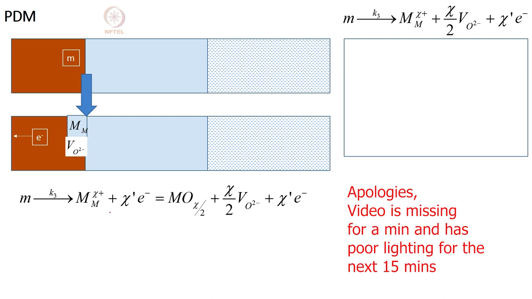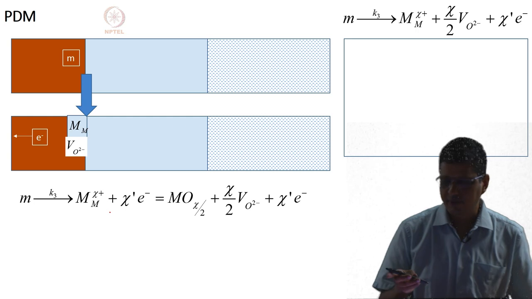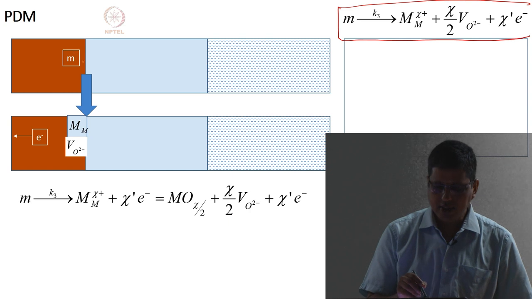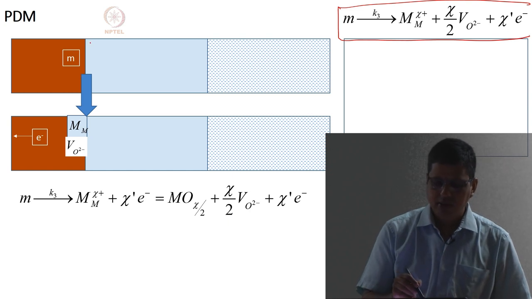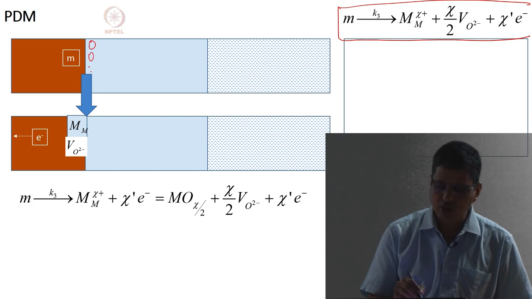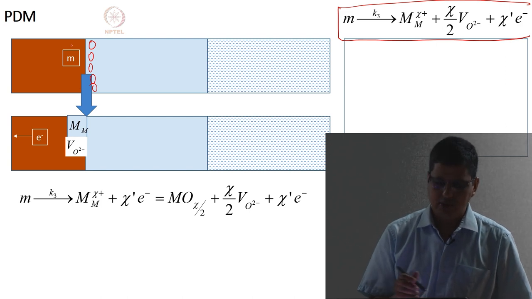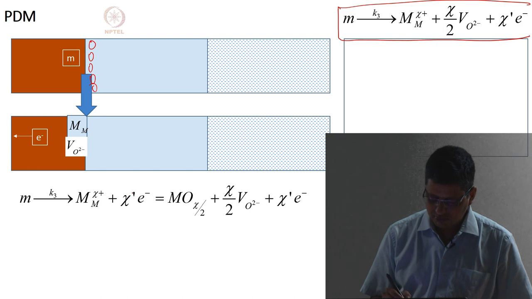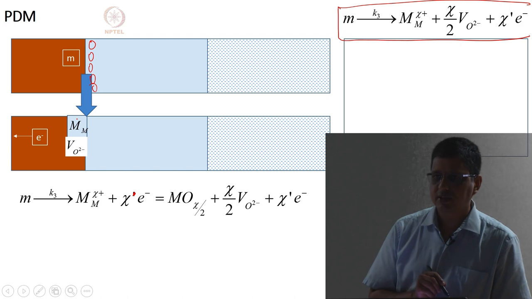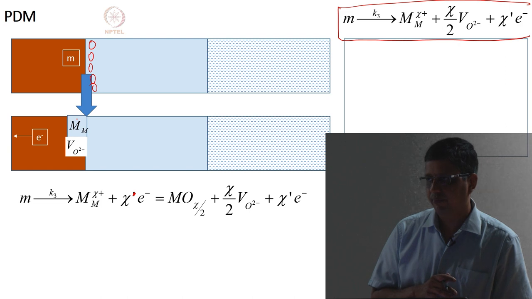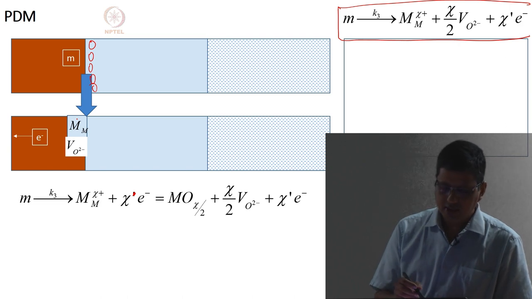Third, okay, what's given, the equation is written like this. A metal near this interface doesn't go as interstitial, and it doesn't fill any vacancy because probably there are no vacancies around here, or there are not too many vacancies. It loses n number of electrons, or psi number of electrons, and becomes a cation, but it has not moved yet into the film.